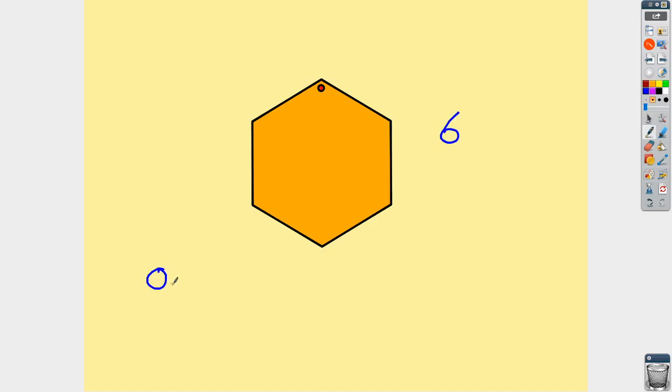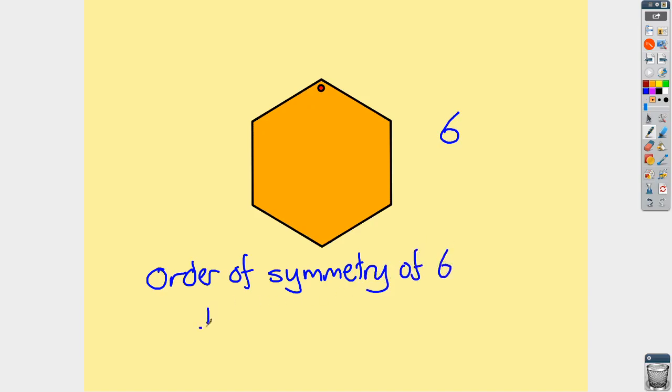So we have an order of symmetry of 6, or 1/6 turn symmetry. Again, look at the relationship between these numbers. And that's all you're going to be asked to look at in this first round of questions, okay?